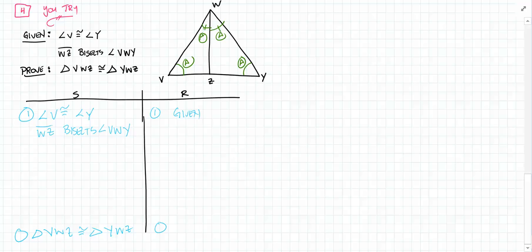So what's our plan going to be, you guys? AAS. Angle, angle, side. So our plan is going to be an angle, angle, side. So down here, we're going to put angle, angle, side. Okay, do we already have one of the angles? Yes. We do. It was given to us, right? So that was one thing. What's our next step going to be? Yeah, so what we're going to say, angle what? Angle VWZ is congruent to what? Angle what? YWZ. Very good.